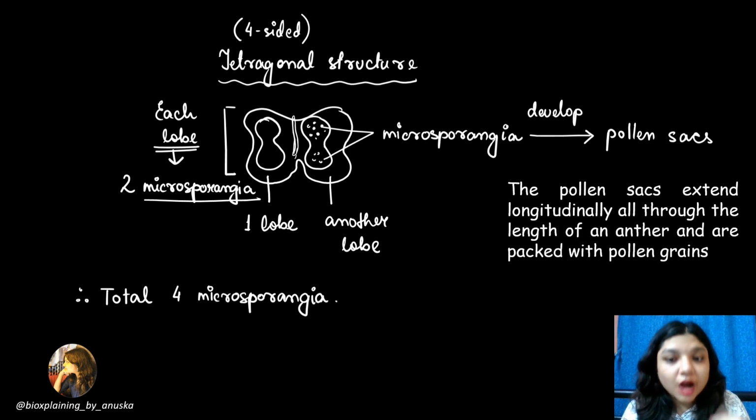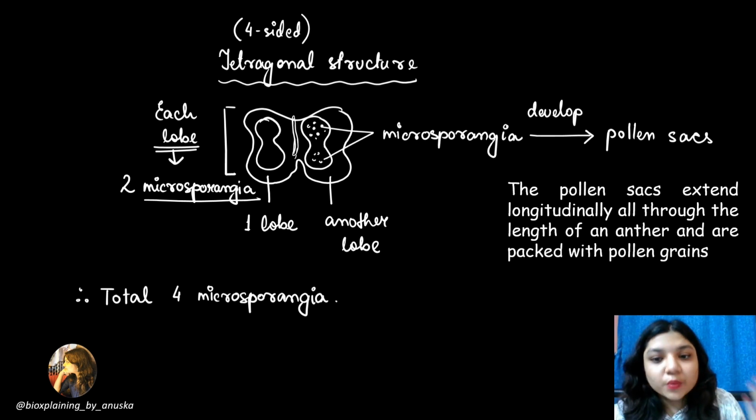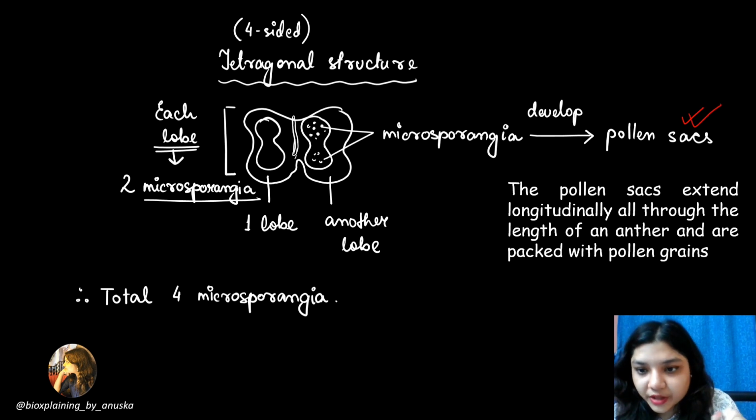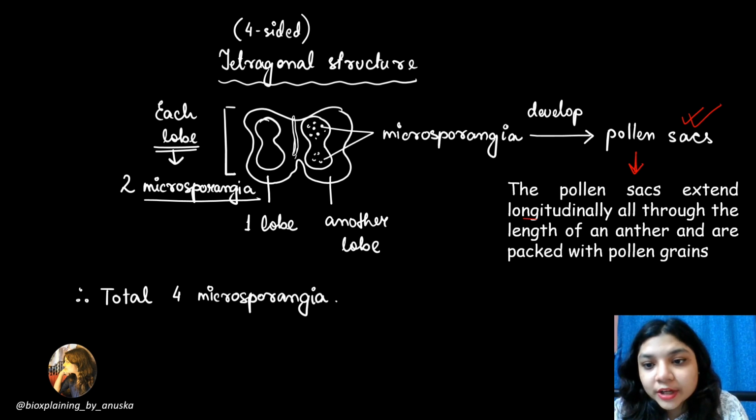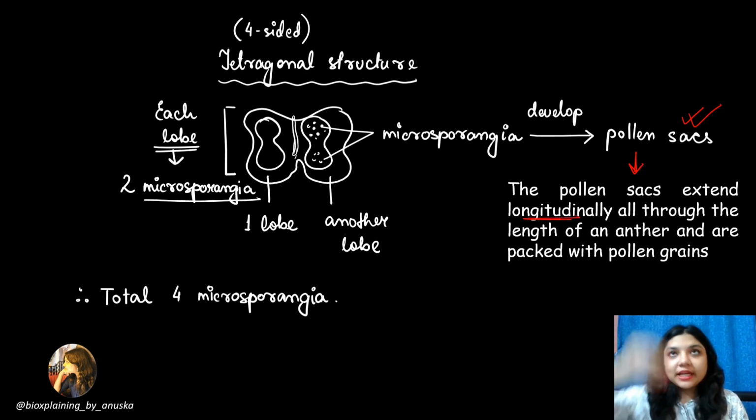That means in total, how many microsporangia are present? A total of 4 microsporangia are present, right? And each of these microsporangia will develop into pollen sacs, right? Then next, what happens is these pollen sacs will extend longitudinally. What do we mean by longitudinally? That they're going to extend like this, lengthwise, right? And then they'll extend all through the length of the anther. Whatever the length of the anther, the pollen sacs will extend all through the length, and they are stacked with pollen grains. Okay, so now let us start knowing about each of these microsporangia, right?